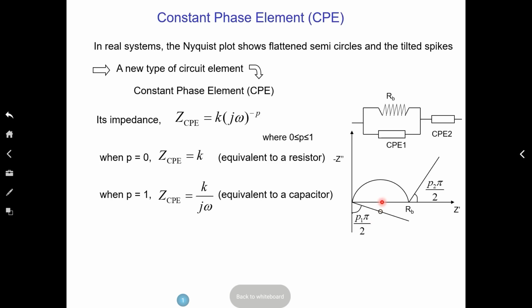Sometimes you will get not only a depressed semicircle, you will get a skewed one, as if you have put your semicircle on one side, on this side or that side. Skewed semicircle. And sometimes you will get linear behavior. Some data will be different, a straight line. And typically, this can be associated with diffusion.